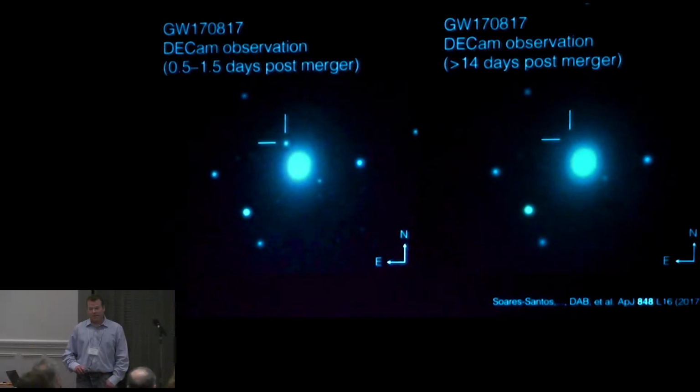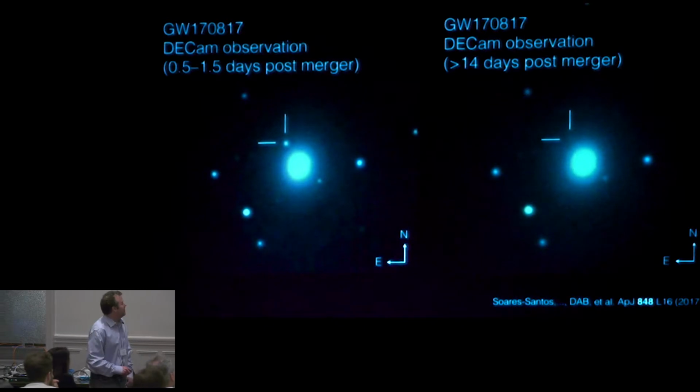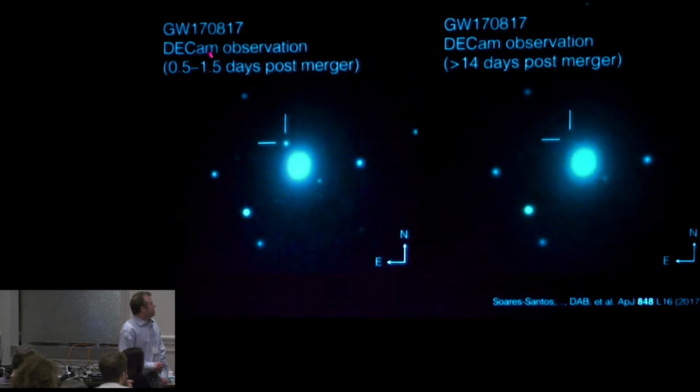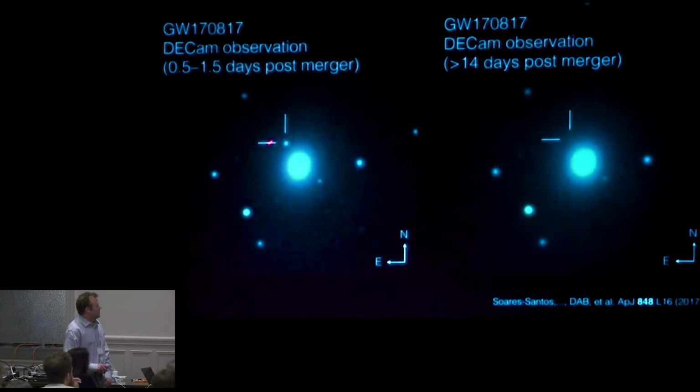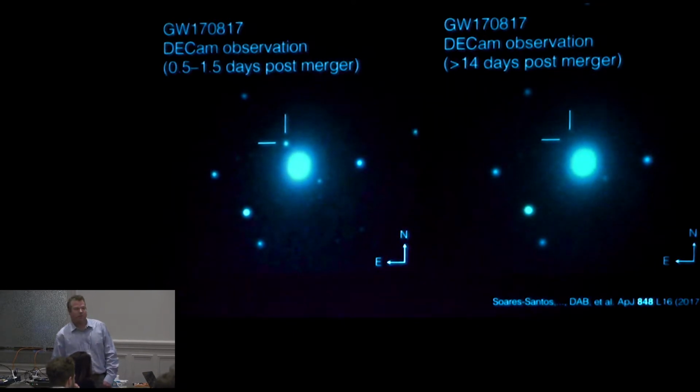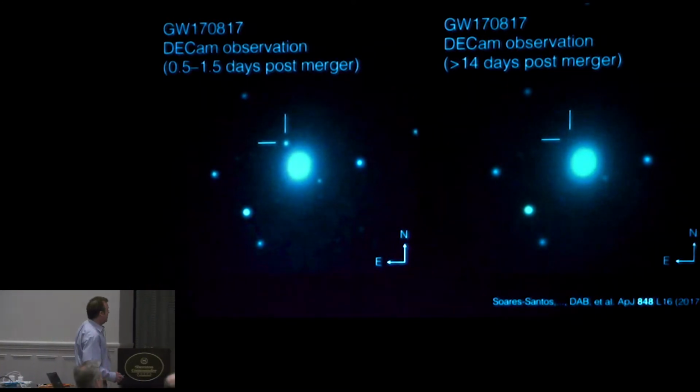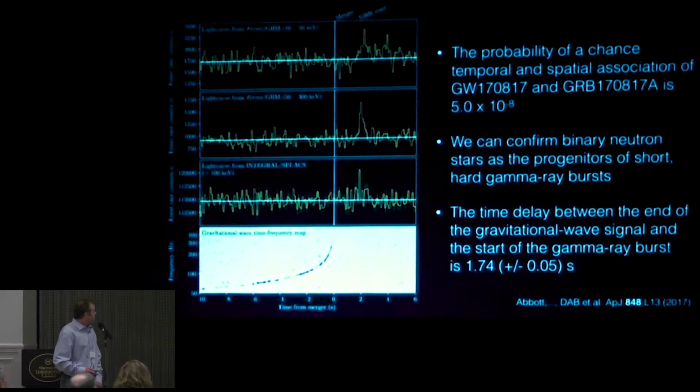And this is the image from the DECam collaboration of GW170817, the kilonova signature right here. This is the image from half a day to 1.5 days post-merger, and then this is 14 days post-merger, where the optical image has faded away. And there'll be more talks about this tomorrow.